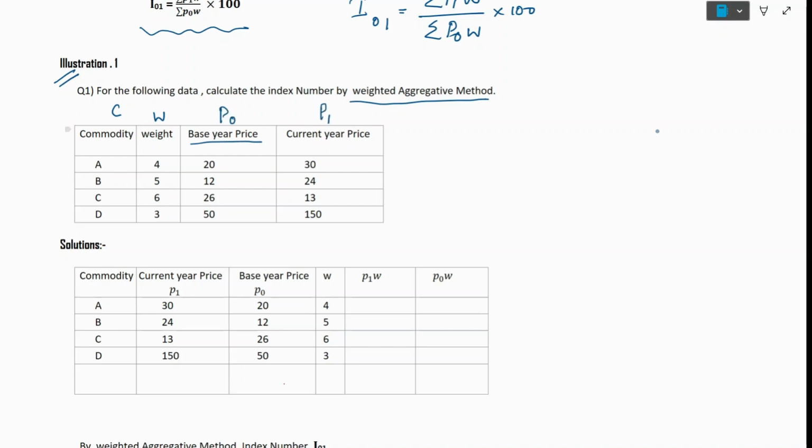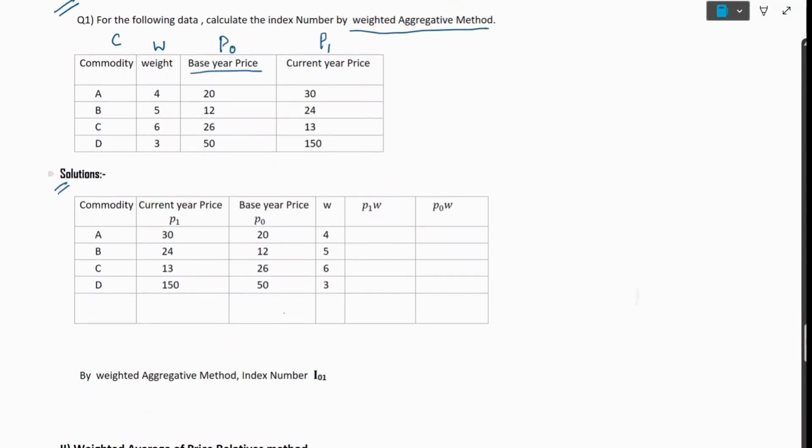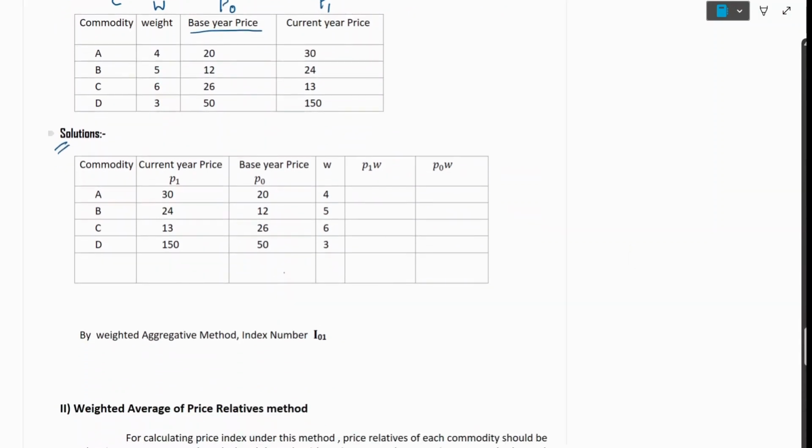There are 4 columns. Which column is extra here? W, that is the weight. Now for the solution, the steps are the same. First construct the table, complete the table, then substitute the values in the formula. Your answer is ready. Which order have I written? First commodity, then P1 and P0. This is the same format as for the unweighted index number. Then what comes? W.